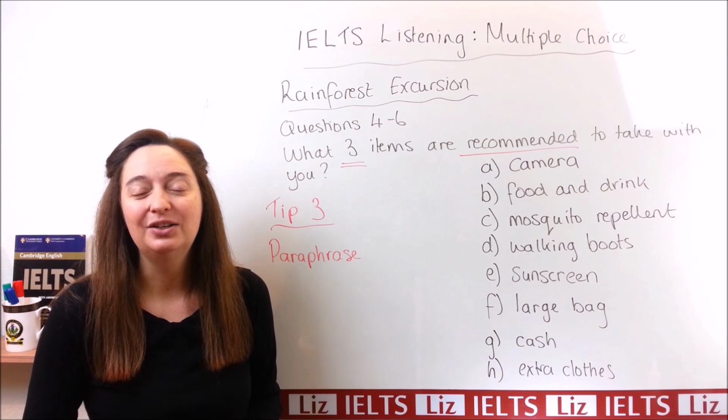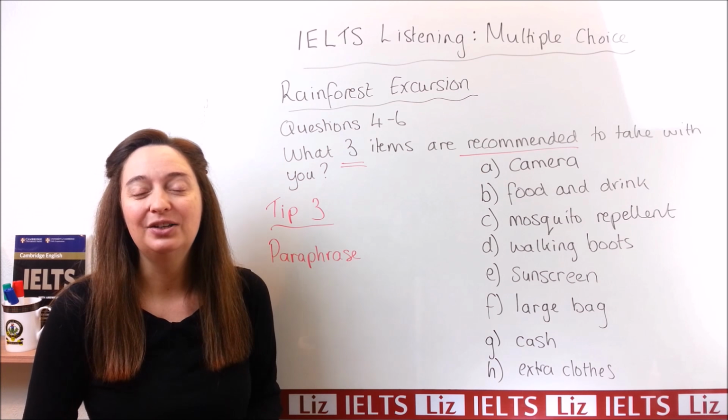IELTS want to test your vocabulary. So how many ways do you know to say recommended or should? And how many ways do you know to say, I don't recommend, or you shouldn't? So the more paraphrasing you do, the better your results will be, and the easier it will be to hear the right answer. For the 4th tip, it is time to read the options.